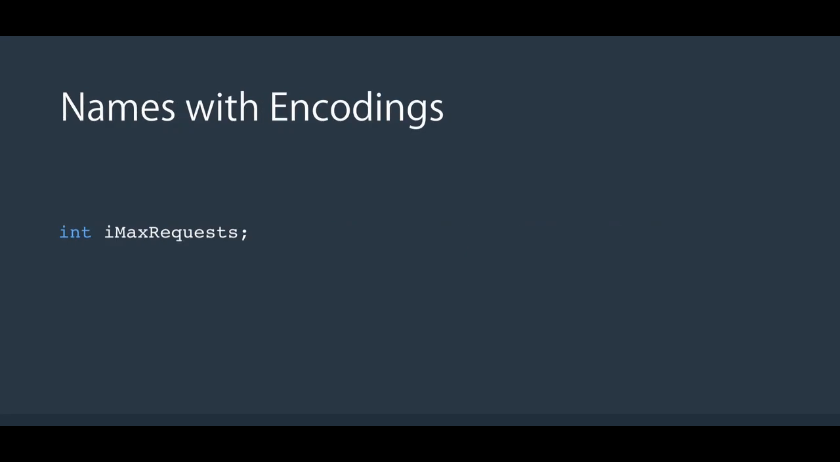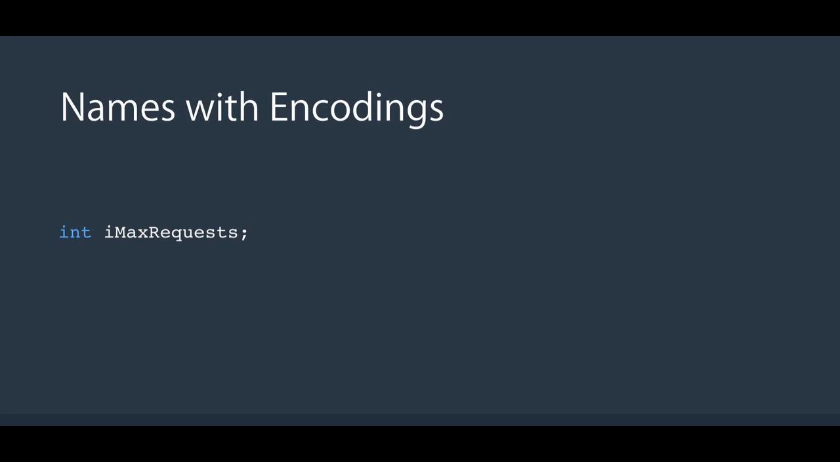I've seen names with encodings. The encoding you see in this example is Hungarian notation. And that was very popular amongst C++ programmers back in the 80s and 90s. The historical reason behind that was, those days it was hard to tell the data type of a variable. So there was a computer scientist from Hungary, I don't remember his name, and he came up with this idea to prefix variable names with their data type. And that's why this is called Hungarian notation.